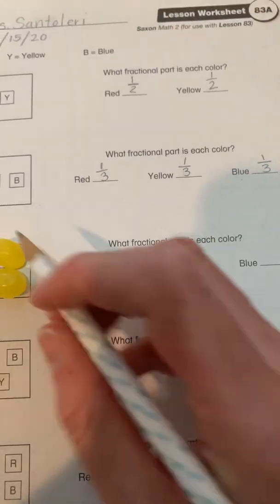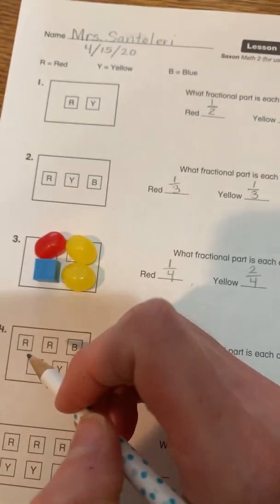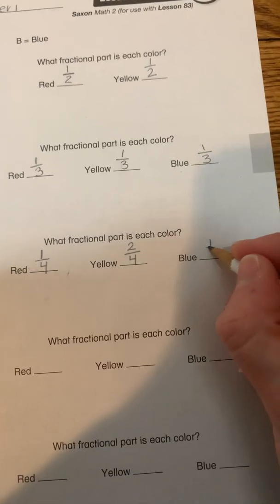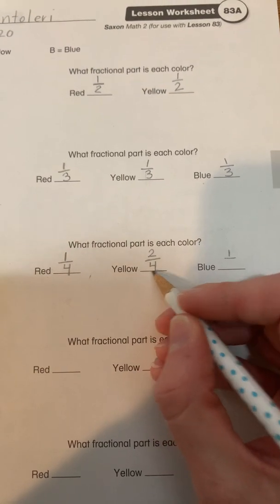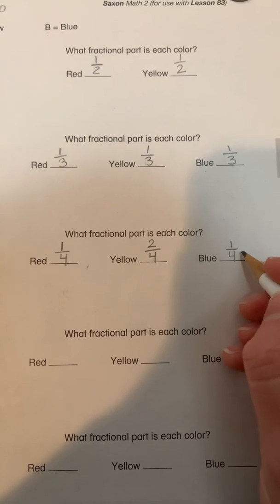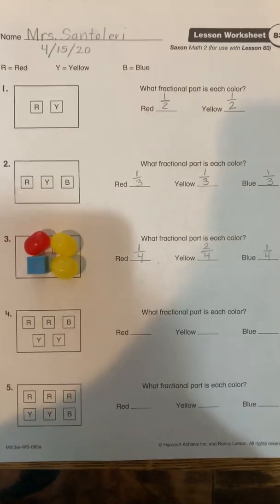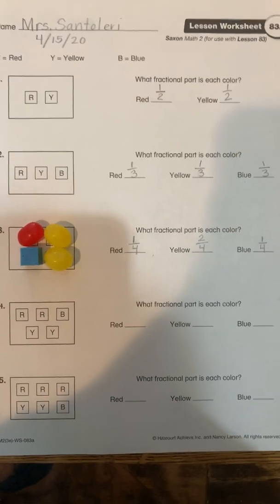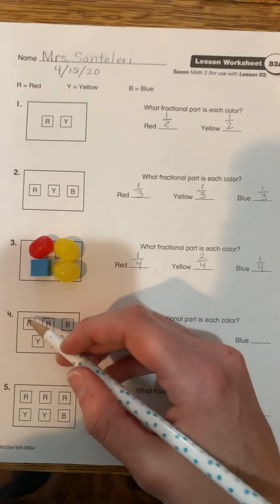And then how many is blue? 1. Out of how many total? We still have 4 total beans. 1 out of 4, or 1/4 of the beans are blue. Good. Let's try the next one.